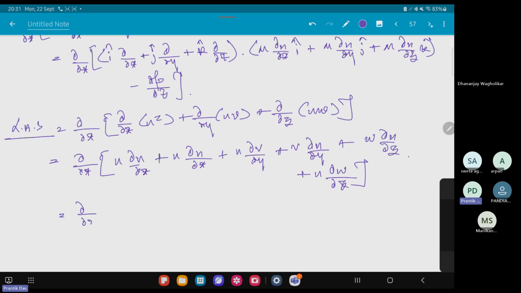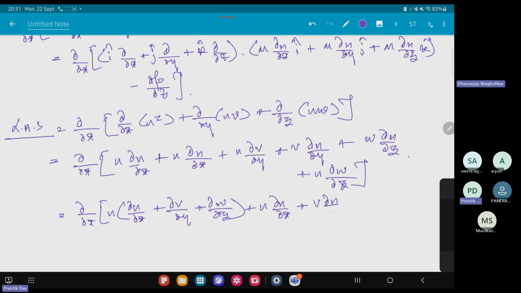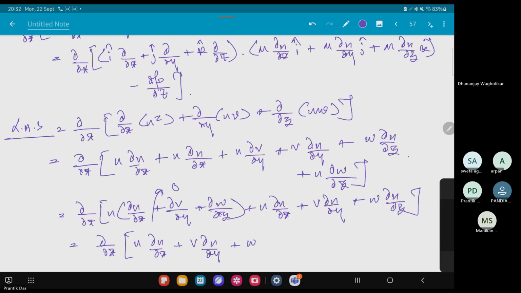So ddx of u, and then you take it to be du dx plus dv dy plus dw dz, plus u du dx plus v du dy plus w du dz. So this is equal to ddx of, this term will be equal to 0 as per the continuity equation. So u du dx plus v du dy plus w du dz. Is it clear to you?